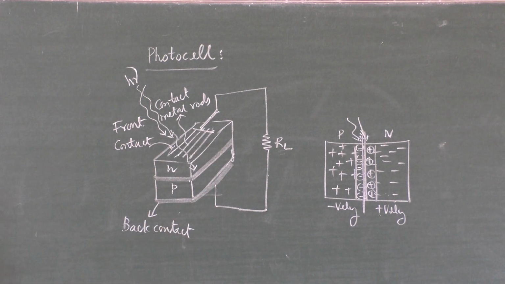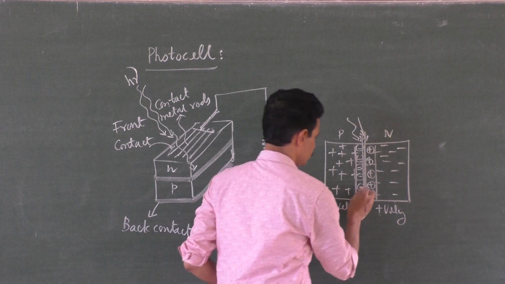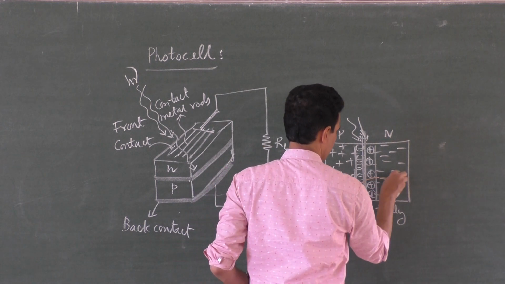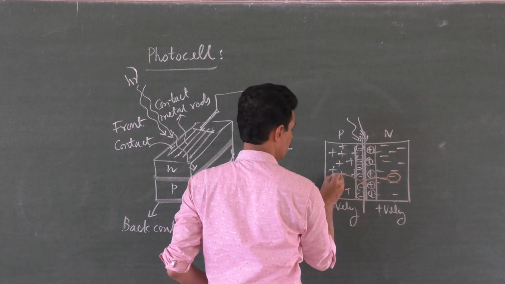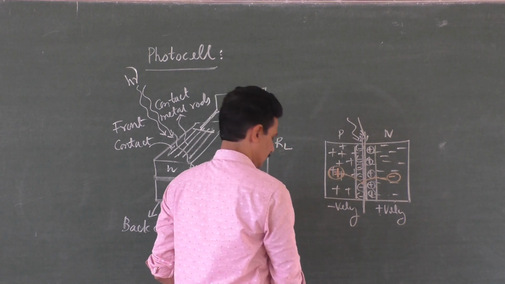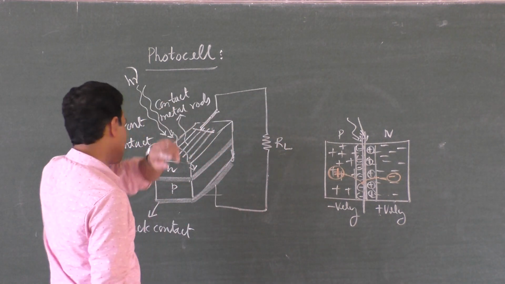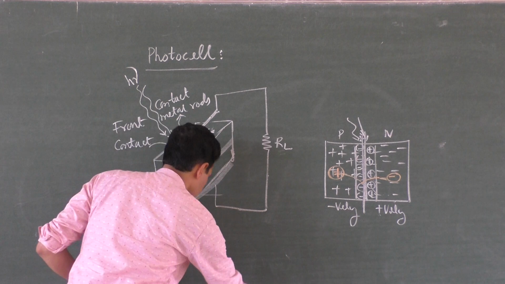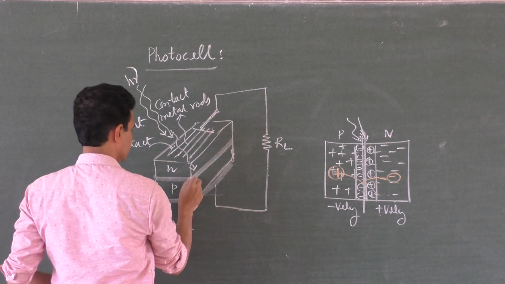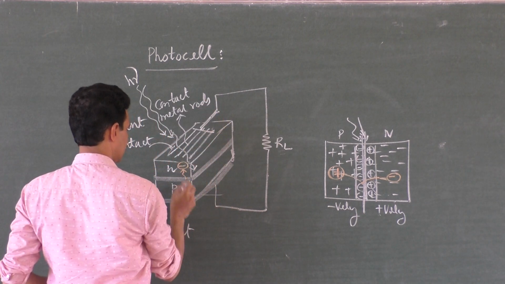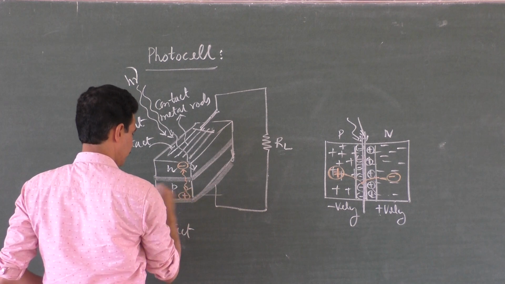I want a color chalk. Electrons will move to the n region and holes will move to the p region. Similarly, the same thing happens here. Electrons move to this n region and holes will move to the p region.